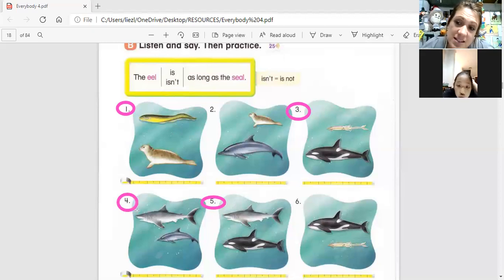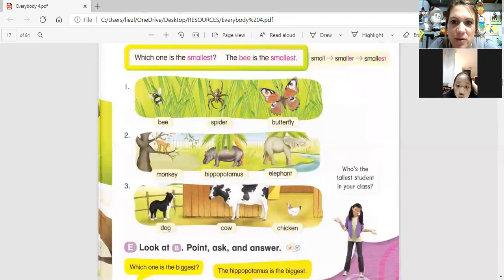The dolphin isn't as long as the shark. Yes. And number two. The seal isn't as long as the dolphin. Excellent. Very good. Now you start to get it. Very good. Okay, let's quickly just look at this one again before we go.